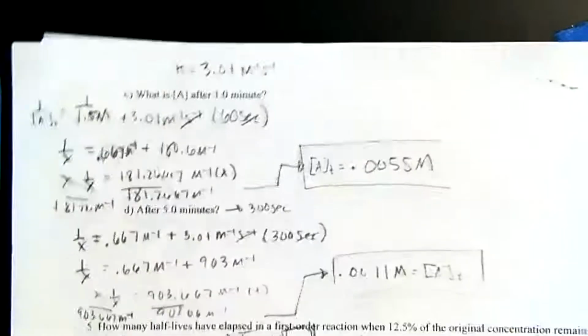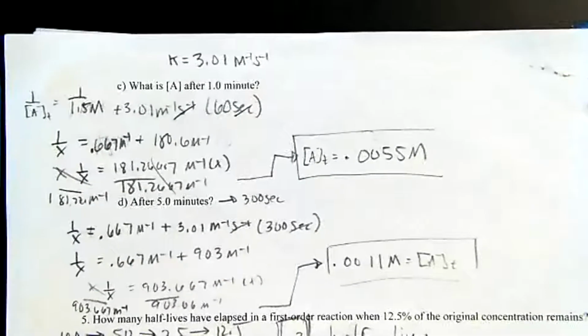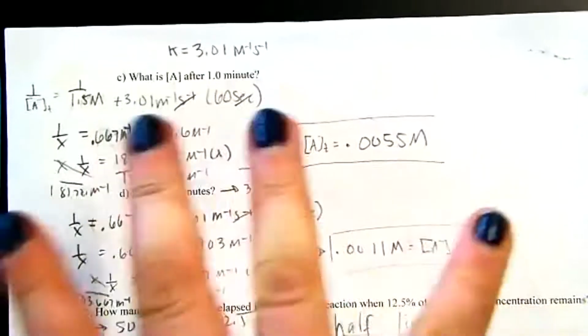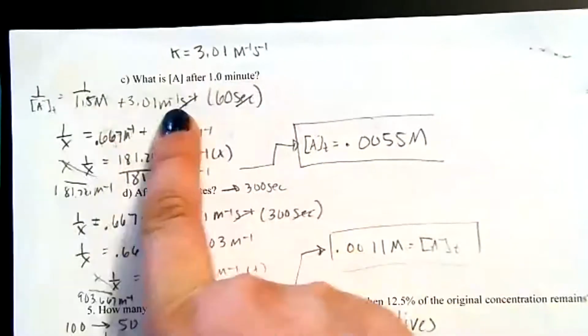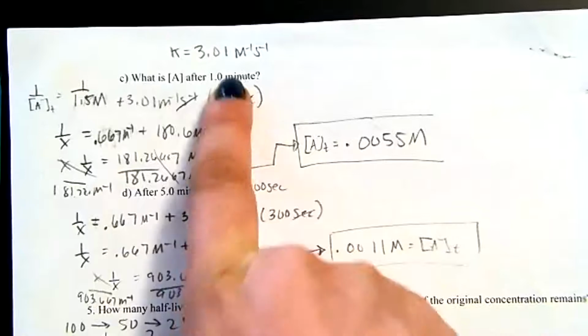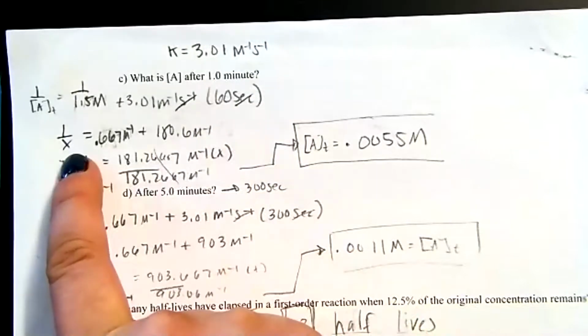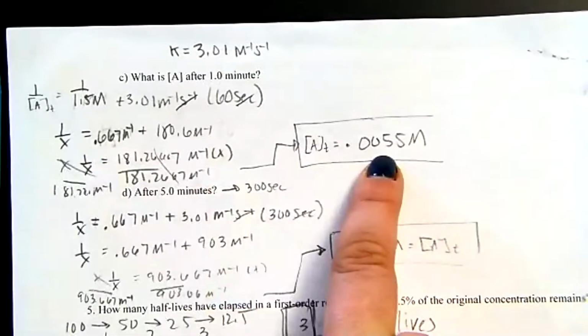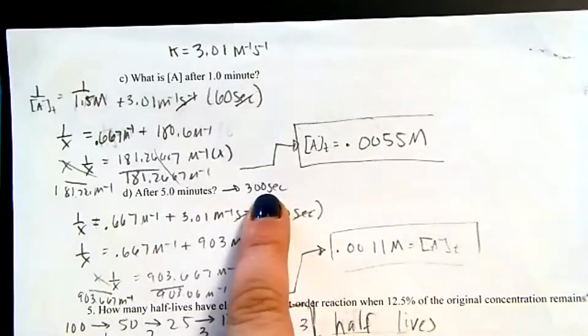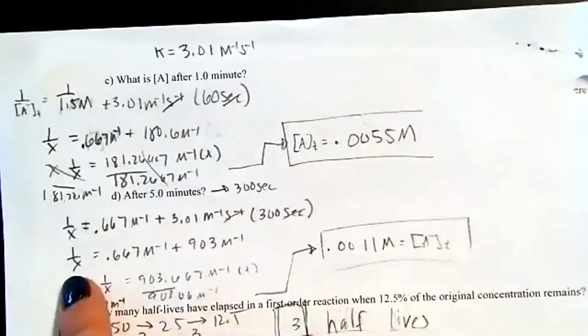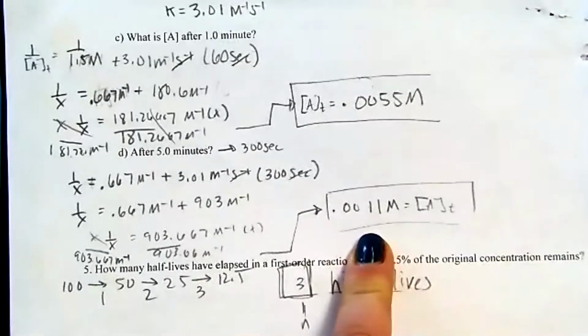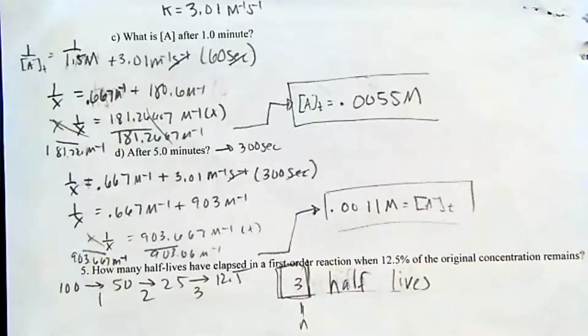Oh, it looks like we're going off the same one. There's a C and D. So here it's saying after 1 minute using this K, the original K that they gave you. I know that wasn't very clear, but the original K. Same rate law. We have 60 seconds, make sure it's in seconds, and we're solving for X on the denominator there. So you should have 0.0055 molarity left. 5 minutes, which is 300 seconds, same formula, looking for X on the bottom there, 0.0011 molarity.